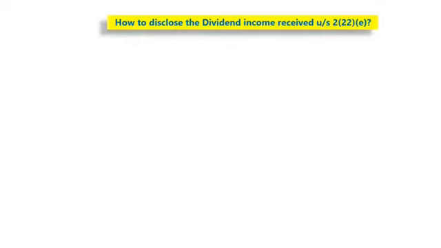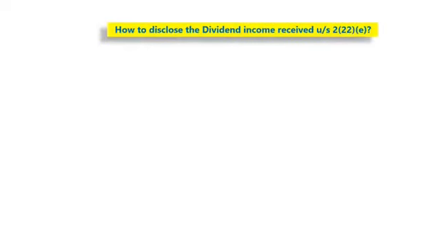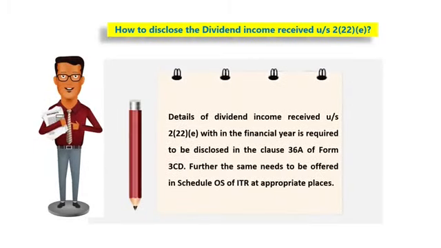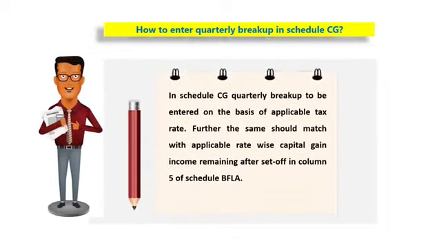In order to disclose dividend income received under Section 2(22)(e), you are required to provide the details of such dividend income within the financial year in Clause 36A of Form 3CD. Further, the same needs to be offered in Schedule OS of ITR at appropriate places. You are also required to provide the quarterly breakup in Schedule CG on the basis of applicable tax rate. Further, the same should match with the applicable rate-wise capital gain income remaining after set-off in column 5 of Schedule BFLA.